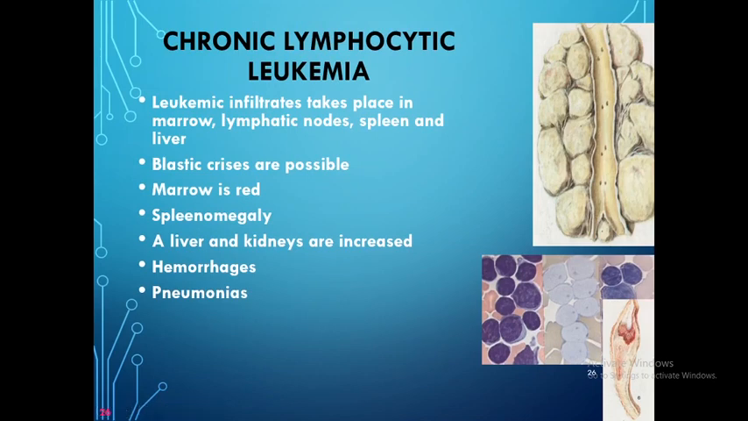Then we have CLL, or chronic lymphocytic leukemia. Here what happens? Leukemic infiltration takes place in marrow, lymphatic nodes, spleen and liver. Blastic crises are possible. Marrow becomes red. Splenomegaly occurs. Liver and kidney are enlarged. Hepatomegaly, hemorrhages and pneumonia.